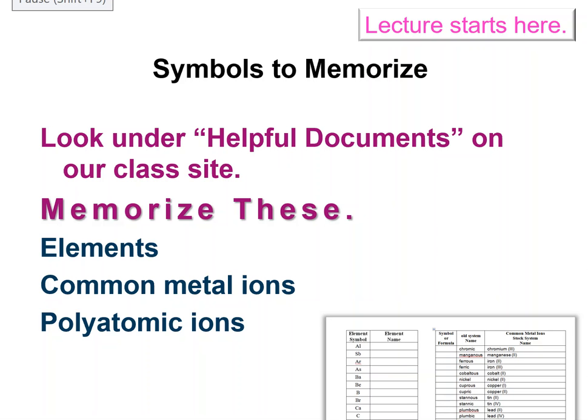You need to find this document in helpful documents on our class site. This document here has all the element symbols you need to memorize, all the metal ions, and all of the polyatomic ions that you need to have memorized for our class.